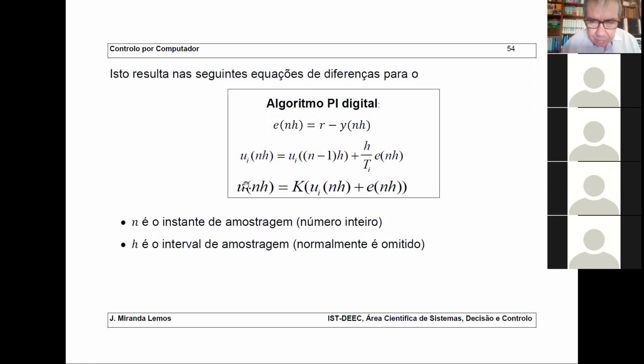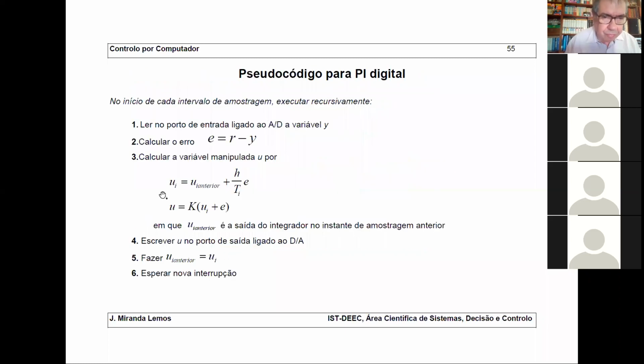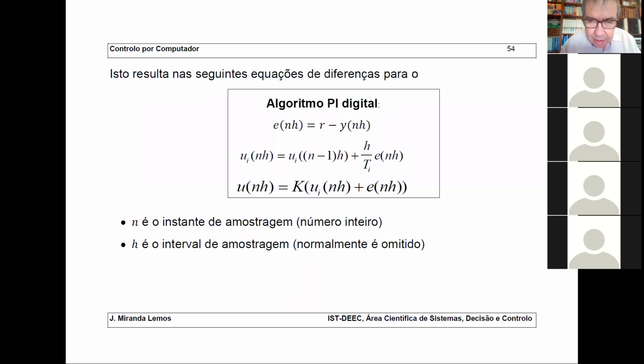Any question? Okay, let's proceed. Teacher. Yes. I had a question. If we use another memory space to save another previous value of UI, do we gain something? Yes, you can.